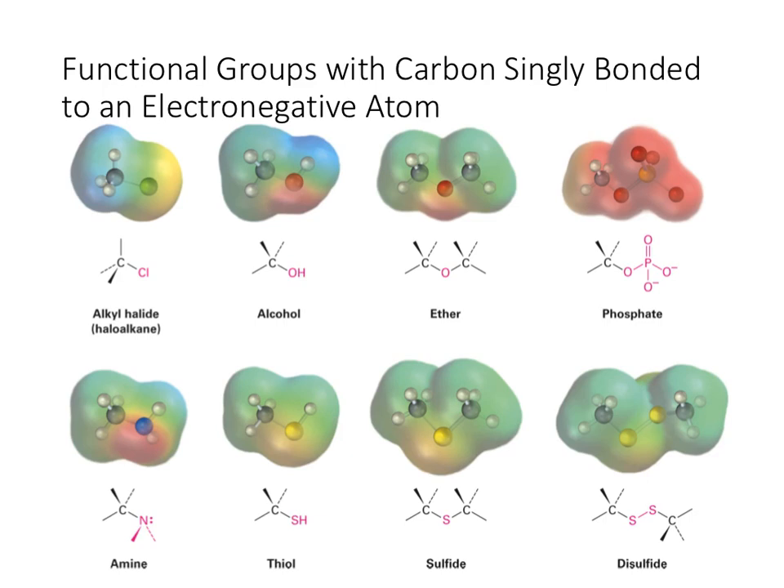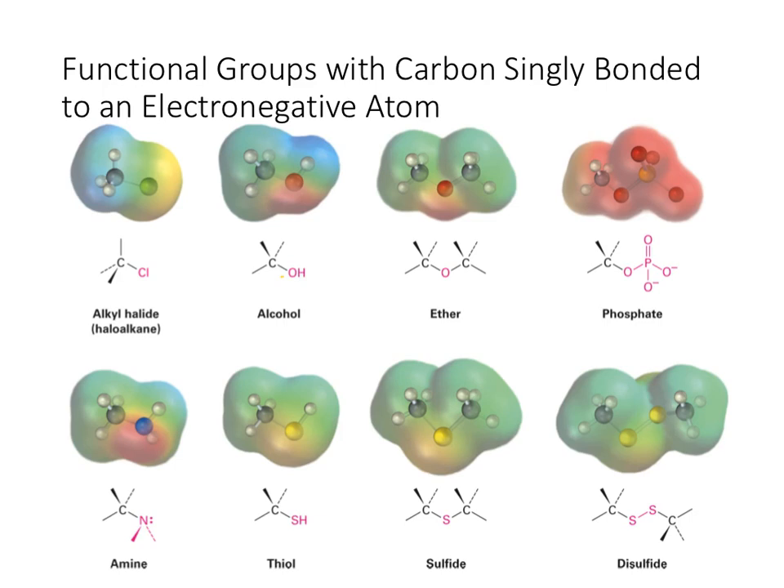If we look at all those different functional groups, we can put them into certain groups. So one group you could put them into is a carbon singly bonded to an electronegative atom. And the functional groups that fit that are shown here. So you've got the alkyl halide, the alcohol, the ether, the phosphate, the amine, the thiol, the sulfide, and the disulfide. So in all of these, you have a carbon singly bonded to an electronegative atom.